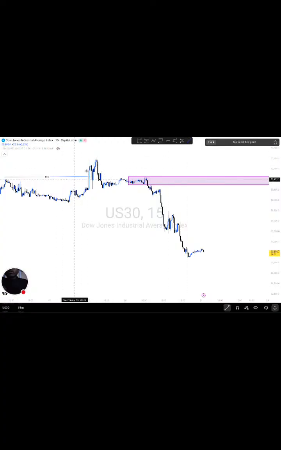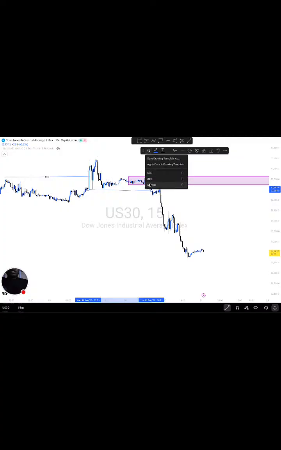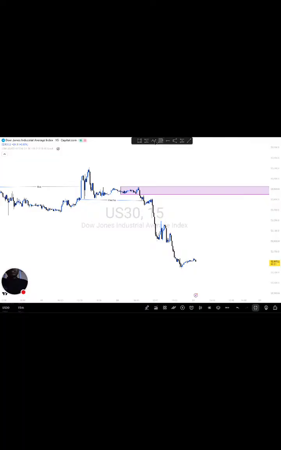Then after the breaking of structure to the upside, the market actually changed character around this place, around here. So what leads to this changing of character? We can see another block above here. This is a valid order block that leads to this changing of character.